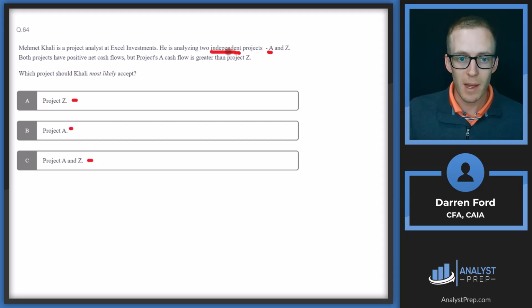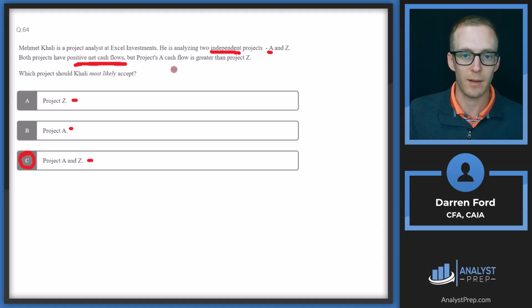So because they're independent, we can do one or the other or both. And since they both have positive net cash flows, assuming we don't have an investment constraint, if they have the money to do both these projects, we should do both since they both have positive cash flows. If the answer stated that we had a cash constraint and we could only do one of the projects, then we would obviously want to choose project A. But since they're both positive net cash flows, we want to be able to do both if we can.